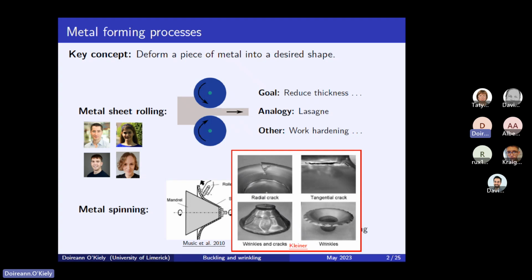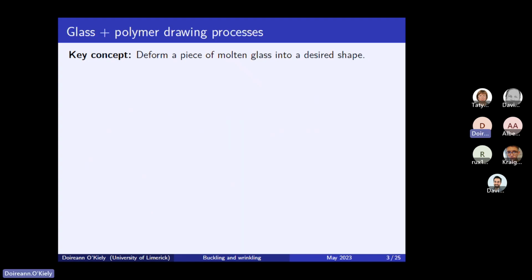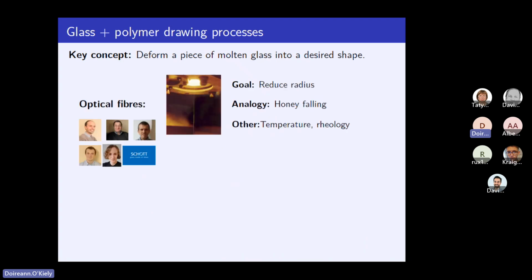Okay, a second example of where you might think about changing the shape of thin sheets is glass and polymer drawing processes. The first example is not actually a sheet, it's a thread. When you're making something like an optical fiber, you start with a drop of molten glass falling out of a crucible, and then it falls under gravity and gives you a very long thin thread. And you can use this to make things like optical fibers.